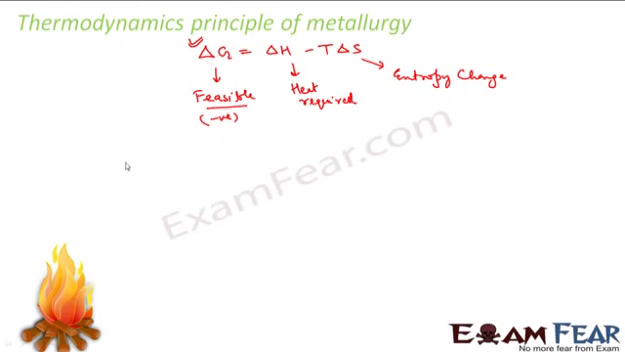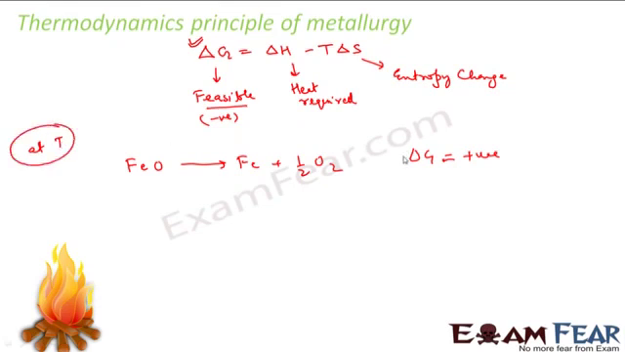See, what I mean to say is, for example, you have iron oxide. You want to reduce it to iron and oxygen. Delta G for this reaction is actually positive at some temperature T, let's suppose, because delta G depends on temperature. Correct. Now, delta G is positive, that means at that particular temperature the reaction is not feasible.